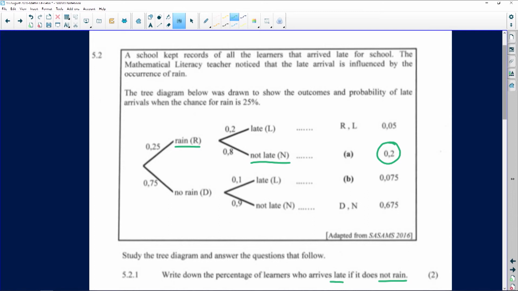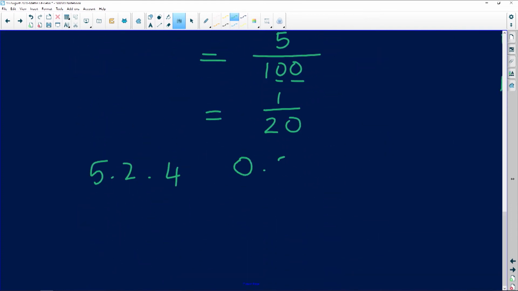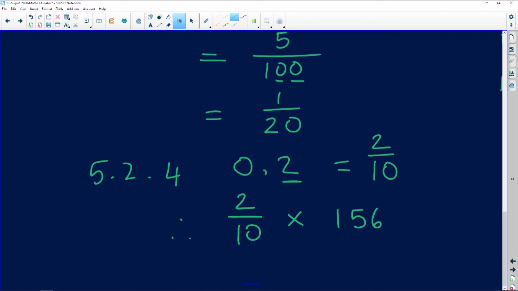So if we make that a fraction, we're going to use that method again. So I said to you, you look at the decimal places and you can see that over there we've got one decimal after the comma. And because it's one decimal after the comma, it's going to be 10. Okay, it's 10. So that number would give me 2/10. Now I've got my fraction over there. I take my fraction and I multiply it with the total number of learners. So therefore, 2/10 times the total number of learners, which is 1,562.